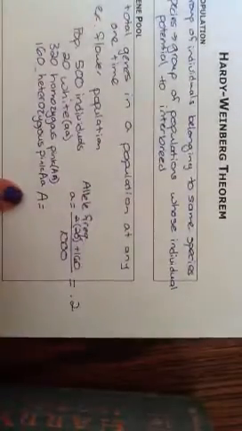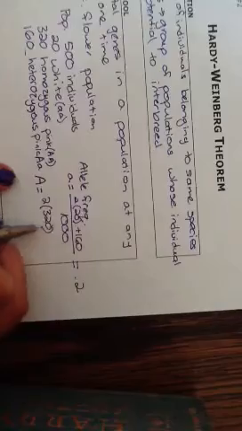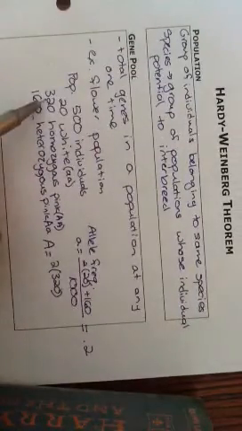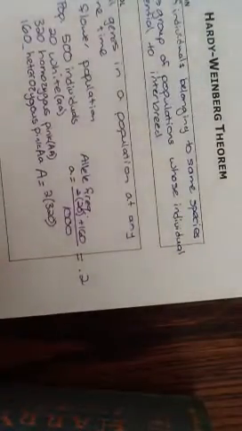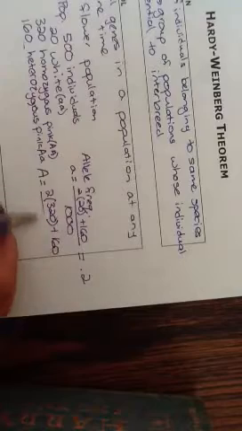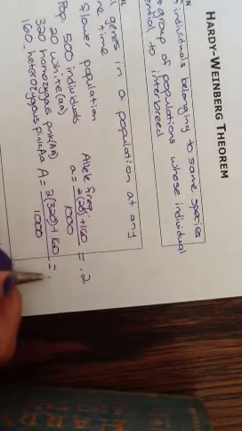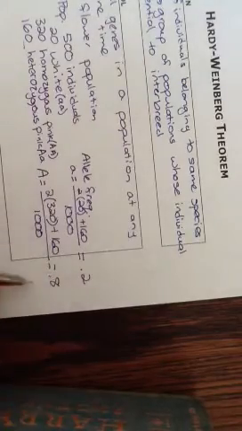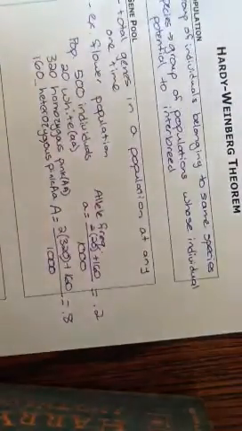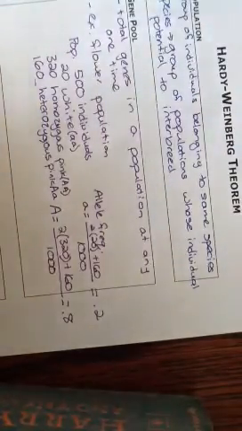Then if we look at the big A, it's 2 times 320, because each of those has 2 big A alleles, plus 160, divided by 1,000. If we divide all this out, we're going to get 0.8. And if you notice, these add up to 1. That will become important later when we're doing some actual Hardy-Weinberg calculations. So let's talk about what this whole Hardy-Weinberg theorem is.